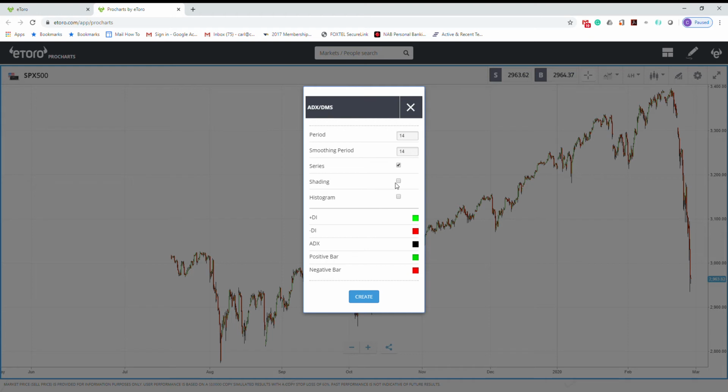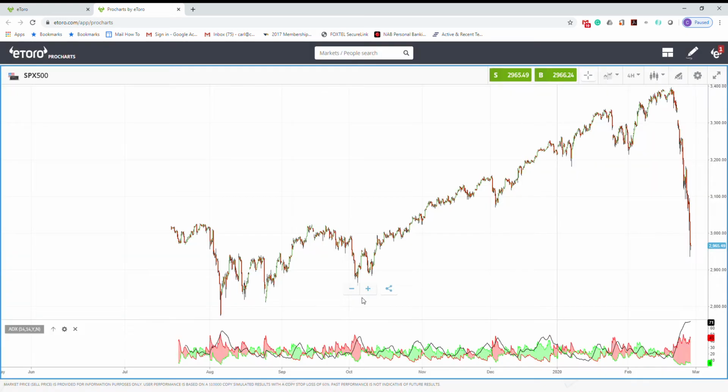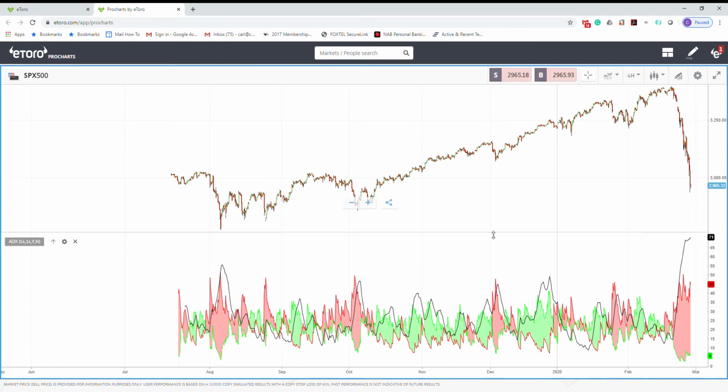I want to tick the box for shading because it makes it easier to recognize the trend just by looking at the color. As you can see, this indicator has three components: the ADX line and also DI plus and DI minus, or you can call them PDI and MDI lines, which are green, red, and black.